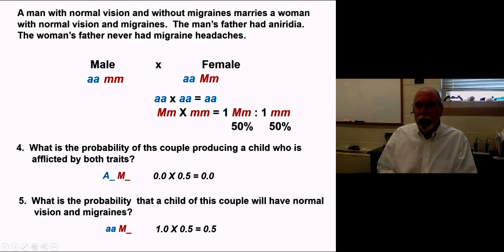So it's the same probability of having a child with completely normal vision and no migraines as it is of having a child with completely normal vision but having migraines. About half their kids should be expected to at least carry the dominant allele for this form of migraine headache. Okay? And we're going to talk later in the semester about some of the things that actually cause this, what the genetic basis is.